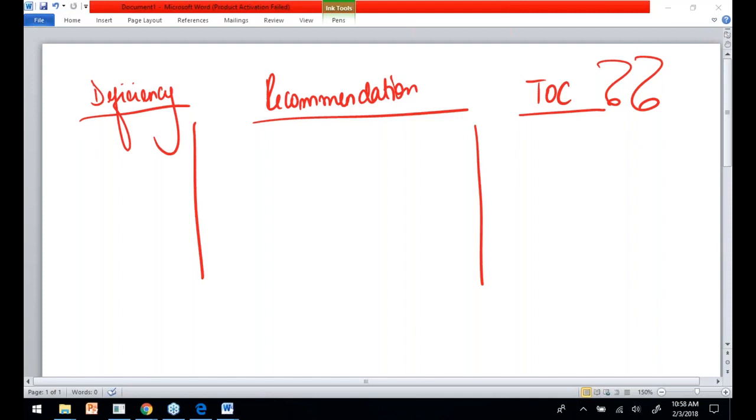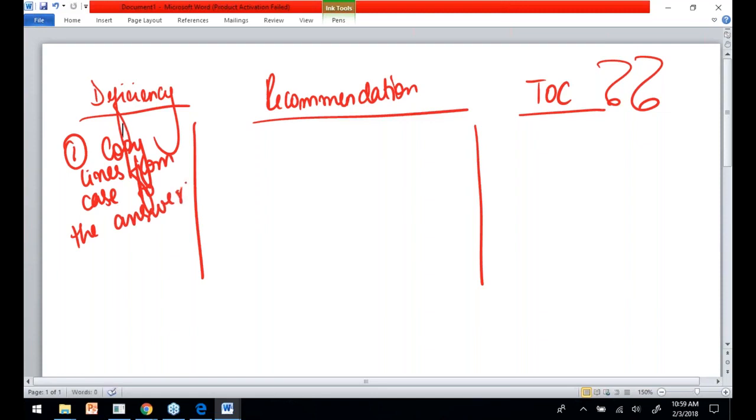All right, let's discuss what you are going to do for TOCs. Okay, so for deficiencies, the best thing that you can do for a deficiency is copy lines exactly from the case to the answer. What you have to do is copy lines from the case to the answer. That's number 1. That should be the first line of your deficiency.